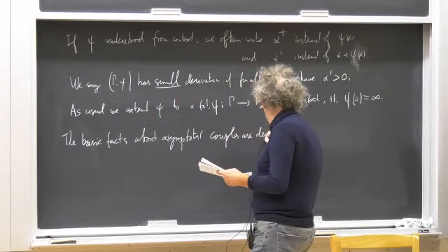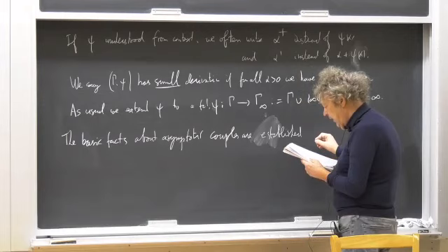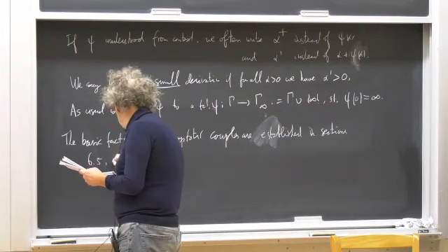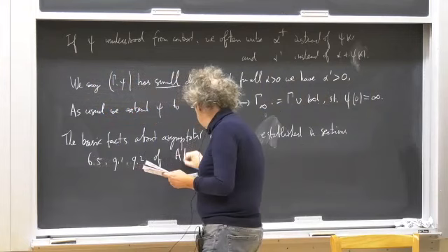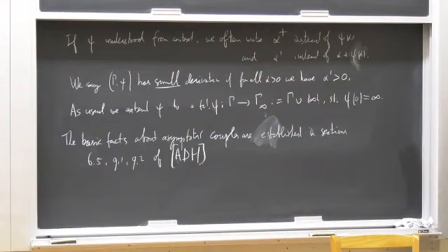The basic facts about asymptotic couples are established in three sections of our book, 6.5, 9.1, and 9.2. I'll just write ADH: A for Aschenbrenner, D for Dries, and H for van der Hoeven. But we can actually summarize a lot of it in a single picture.